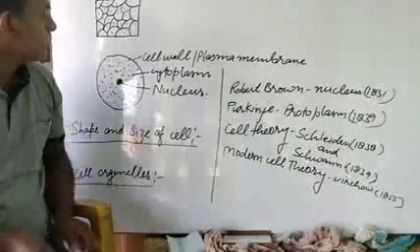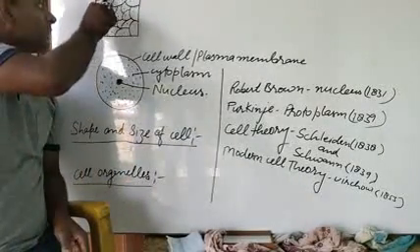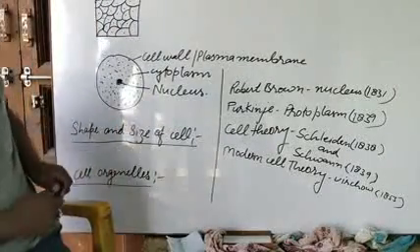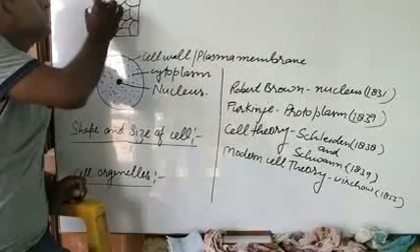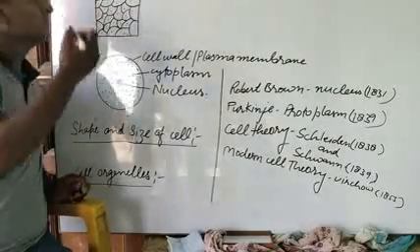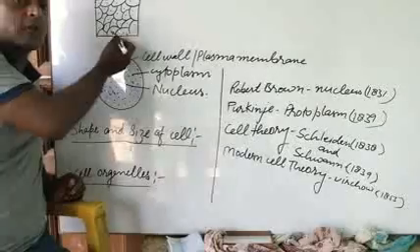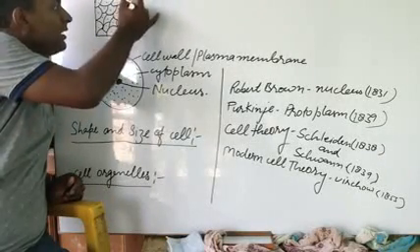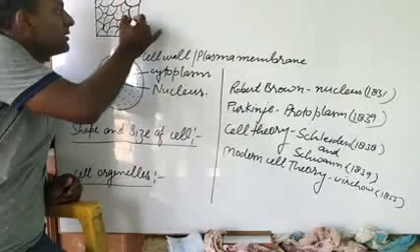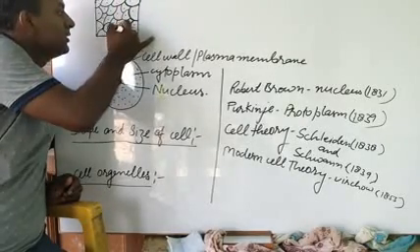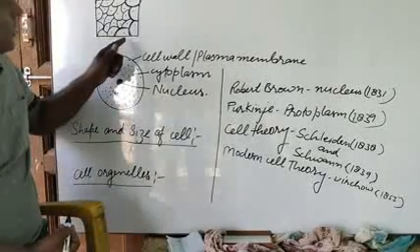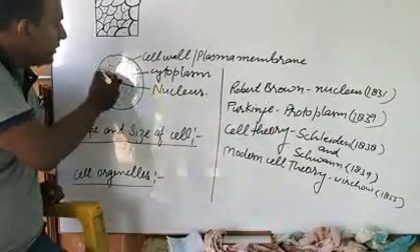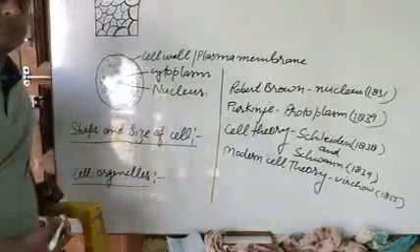Let us see. When we see it under the microscope, it will look like this. This is the structure of onion peel under the microscope, in which this small part is the cell, this small part is the cell. As we discussed in the previous video, this small part is the cell. Now if we see one part of the cell, it will look like this.